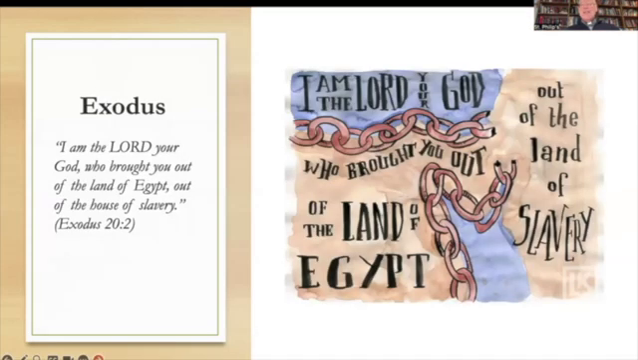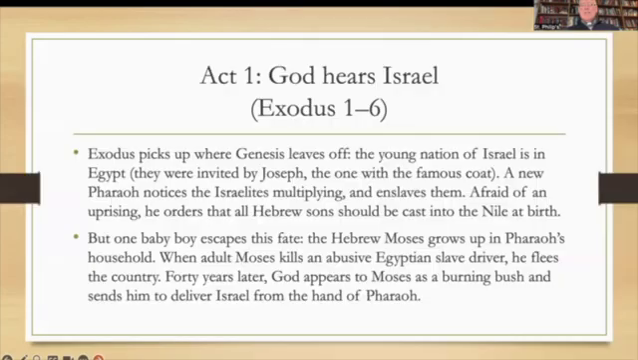Exodus. The book of Exodus is the great epic story of the rescue of the people of Israel from slavery in Egypt and their journey through the wilderness and ultimately right up to but not into the promised land by the end of this book. The theme of this is the Exodus, the rescue. I am the Lord your God who brought you out of the land of Egypt, out of the house of slavery. This is the defining story in many ways for the people of Israel.